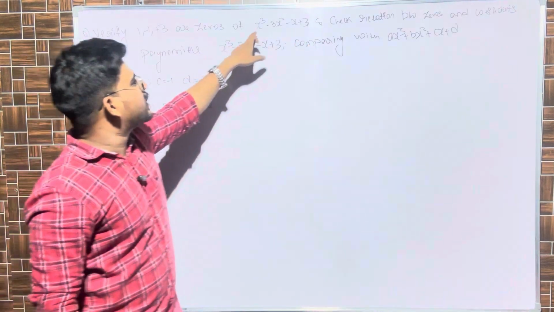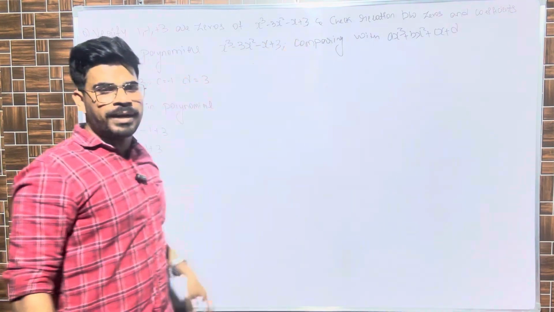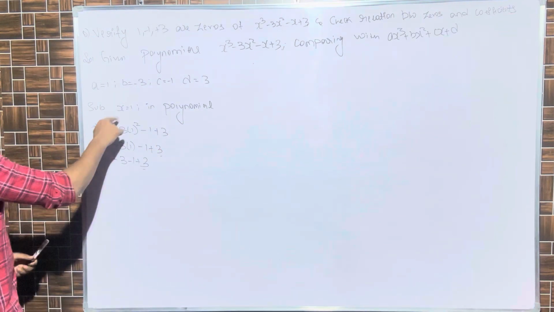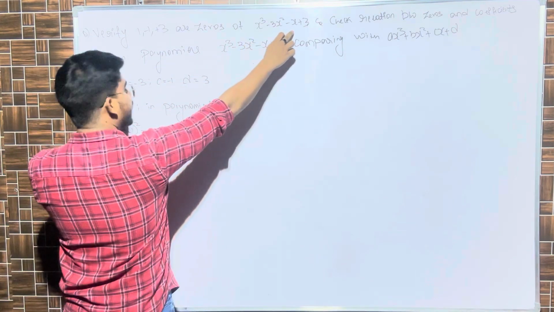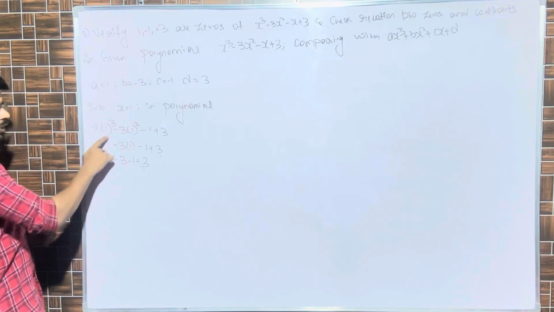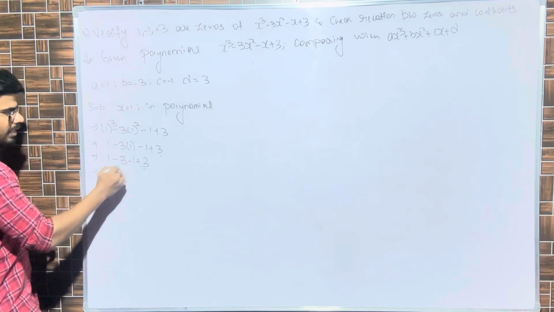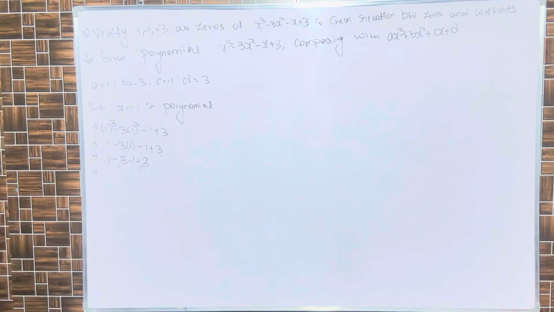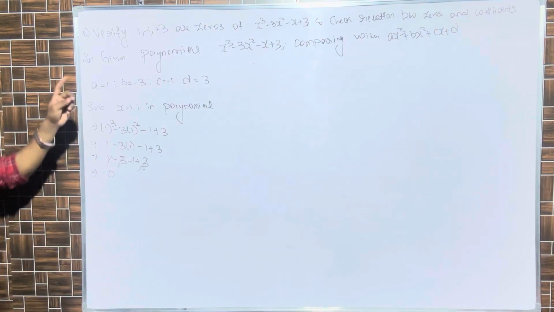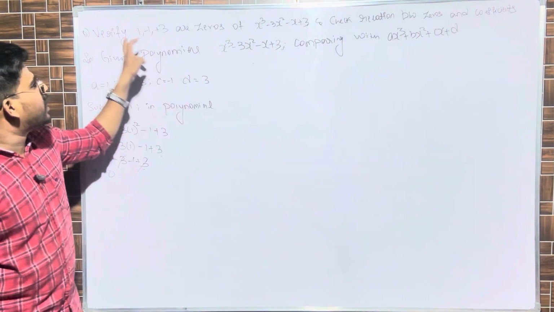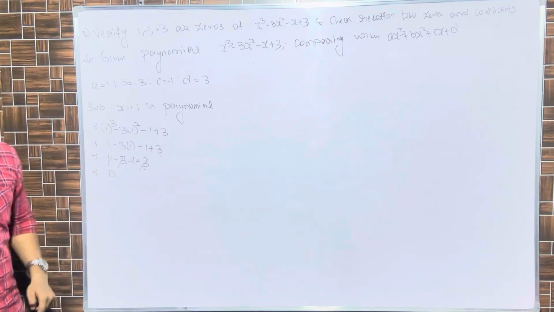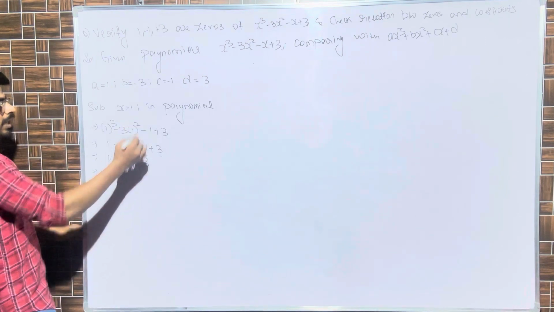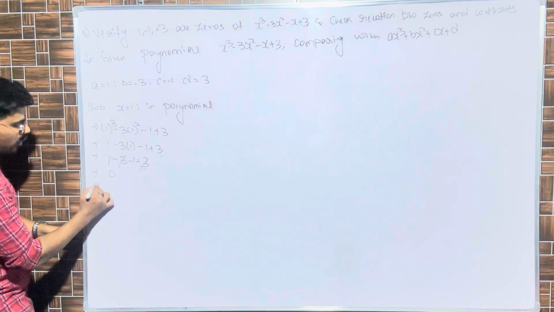So it is actually x cube minus 3x square minus x plus 3. So now after substituting the value: 1 cube minus 3 into 1 minus 1 plus 3. 1 square is 1, 1 cube is also 1, 3 ones are 3. So plus 3 minus 3 cancel, plus 1 minus 1 cancel. So it is 0. By substituting we got 0, which means 1 is a zero of the polynomial. We can write alpha is equal to 1. We'll substitute all the values and we can write all together.